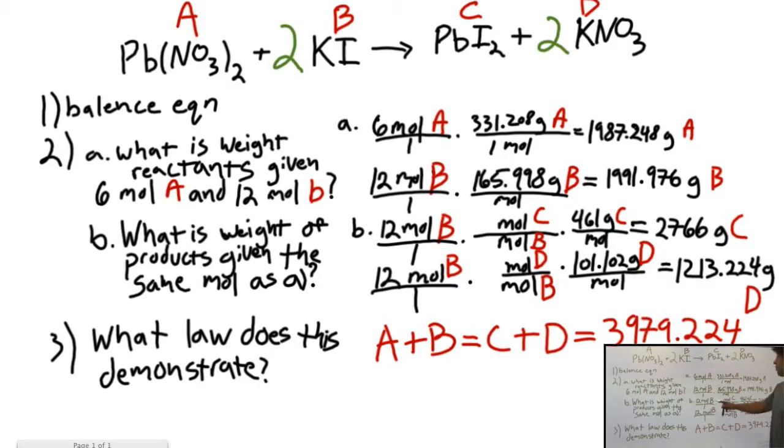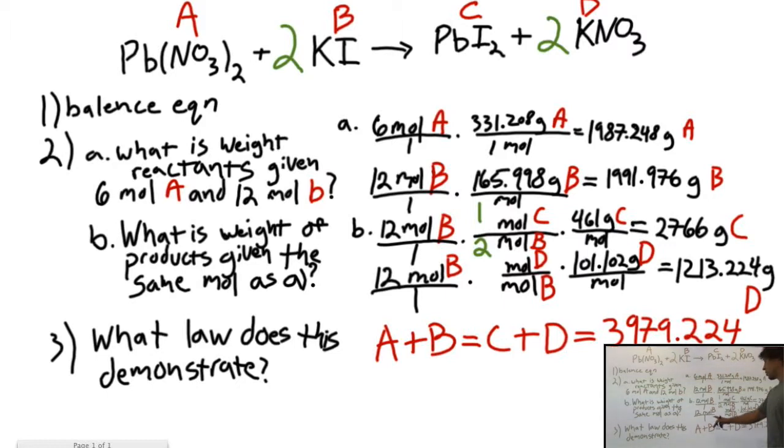So if we're given 12 moles of reactant B, and we know our molar ratio of B to C is going to be 1 mole of C produced for every 2 moles of B. And if we go ahead and multiply this by the molecular weight of lead iodide, which is 461 grams per mole, we are left with 2,766 grams of product C, which is lead iodide.